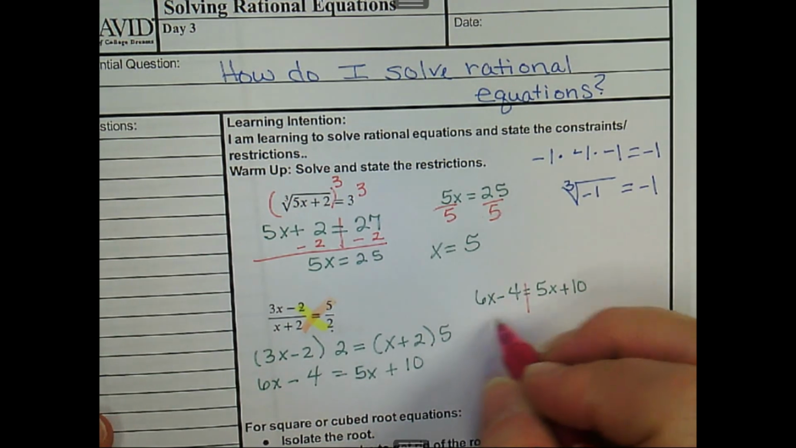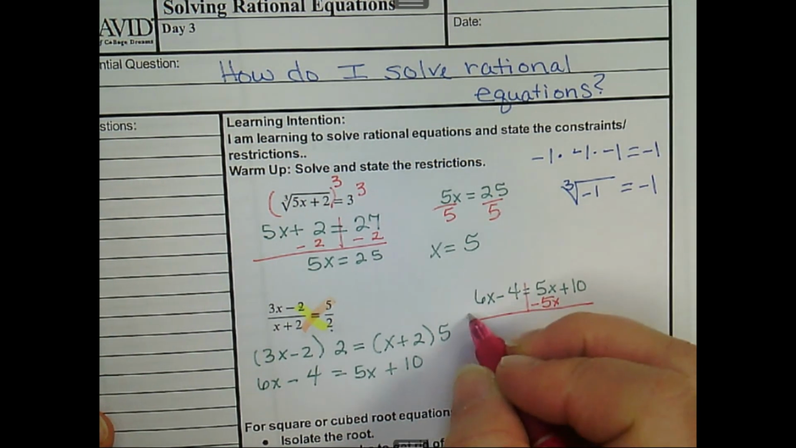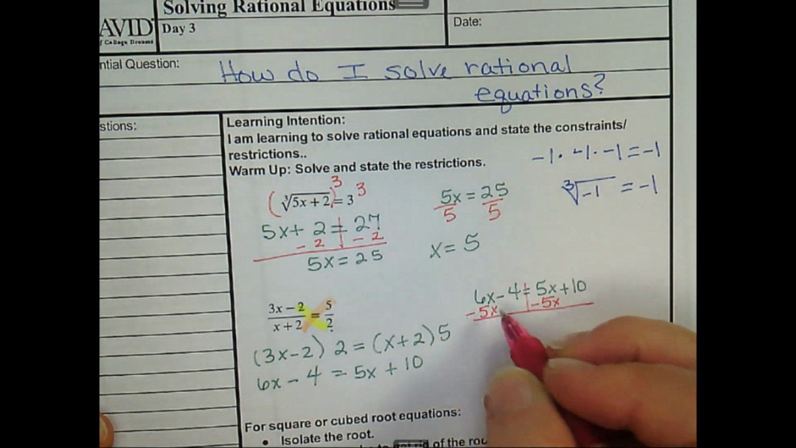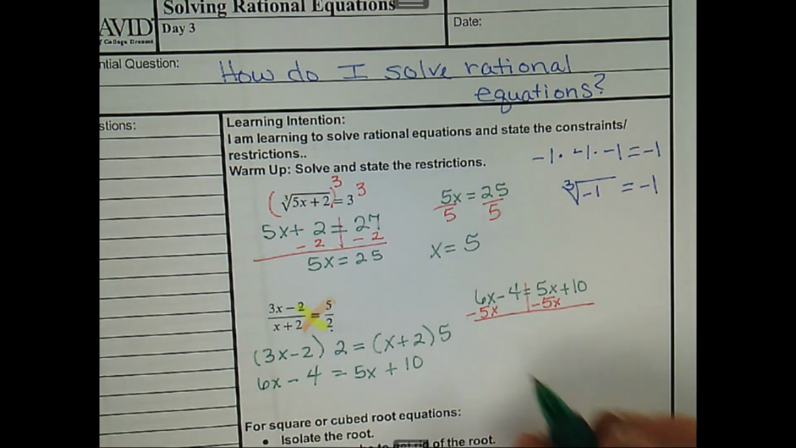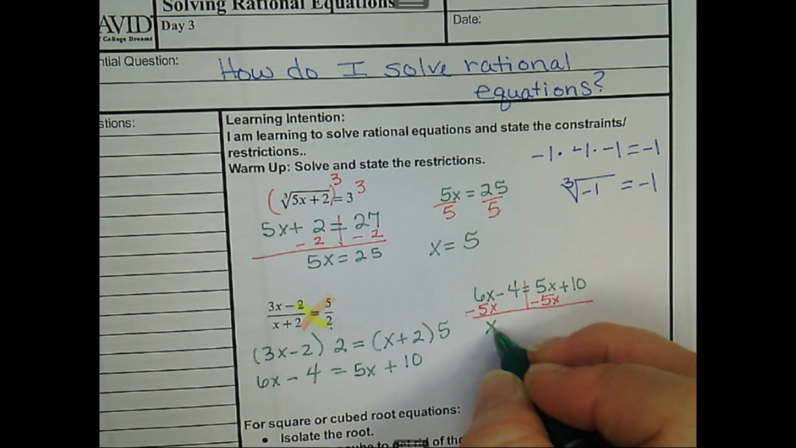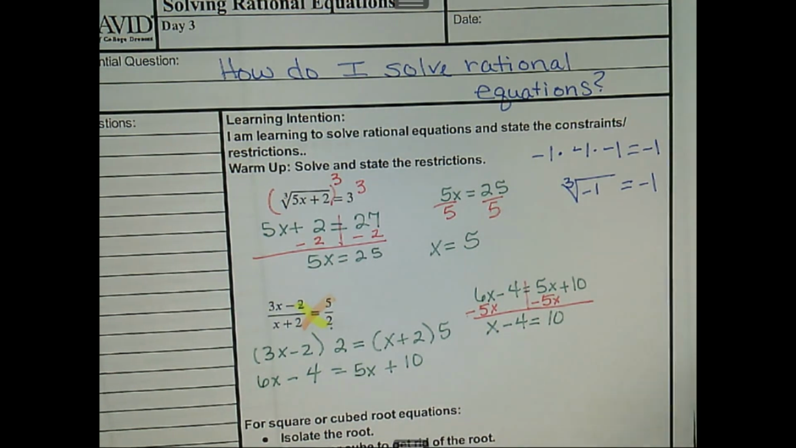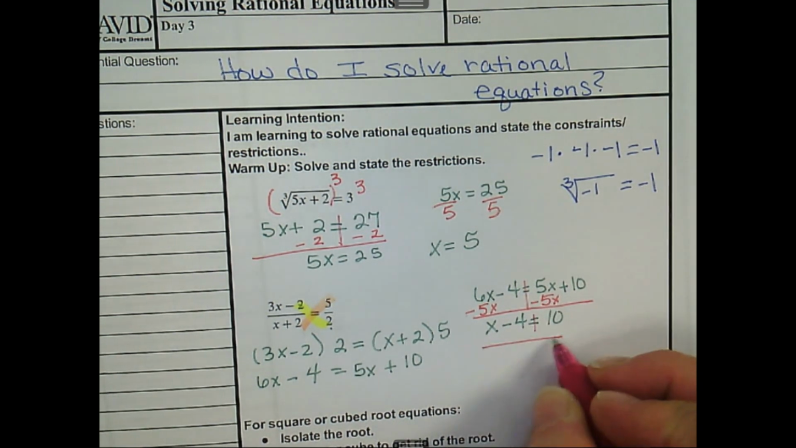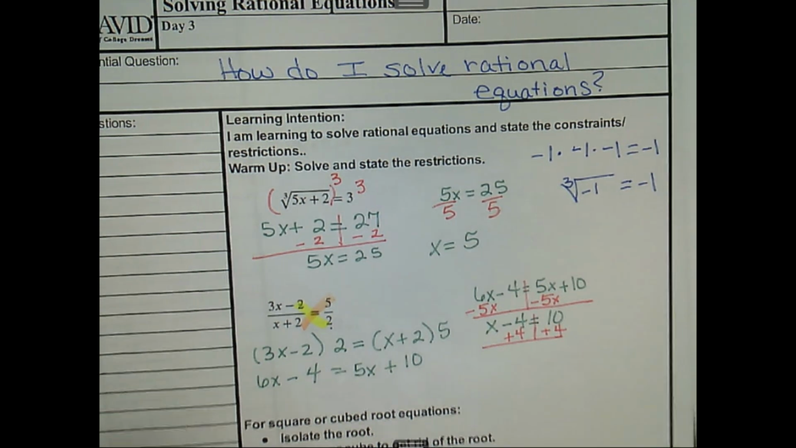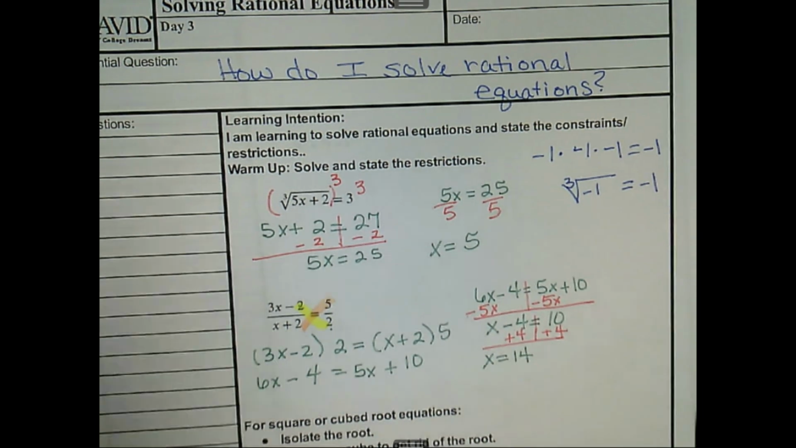Okay, I'm going to subtract 5x from both sides. I want to work with positive exponents, positive coefficients if I can. 6x minus 5x is x, minus 4 is equal to 10. Last step, add 4 to both sides. X is equal to 14.